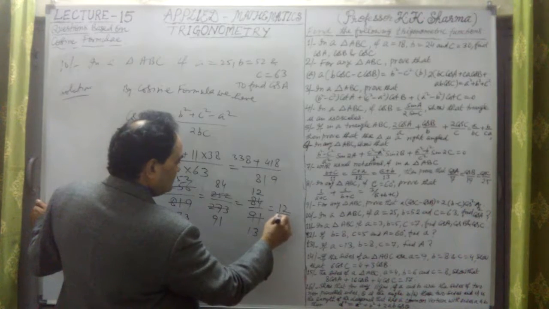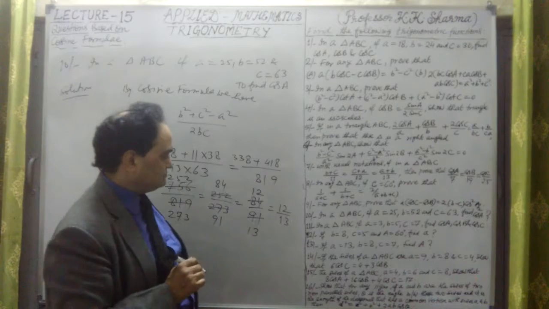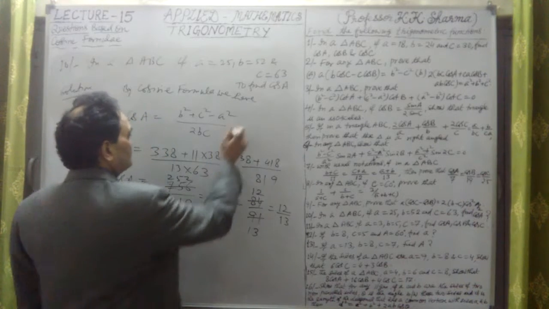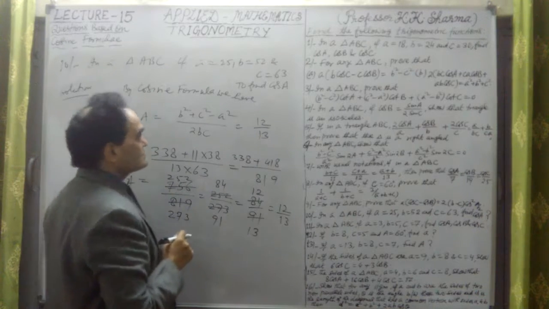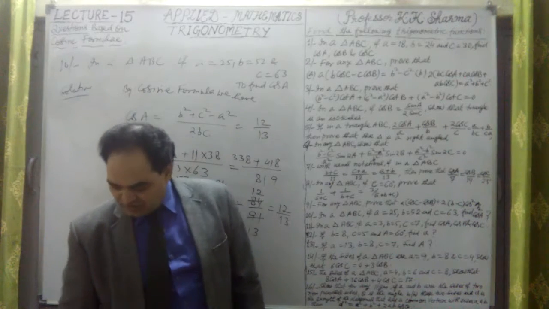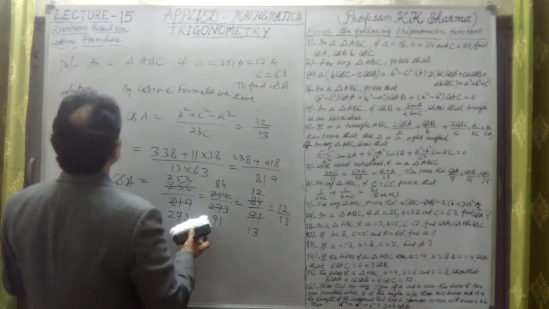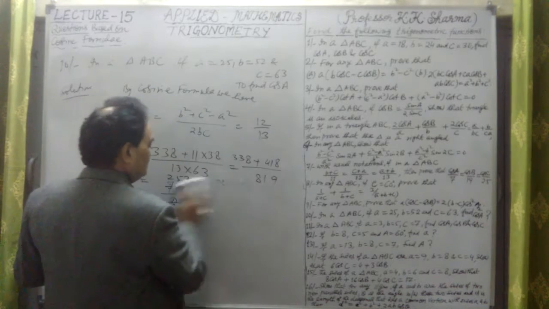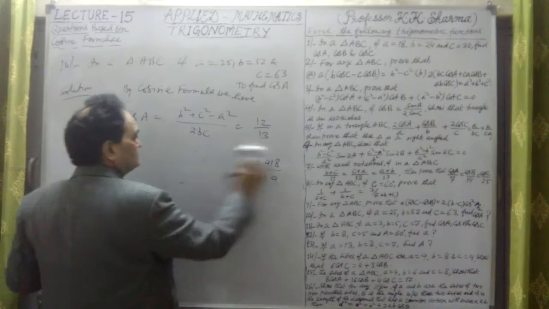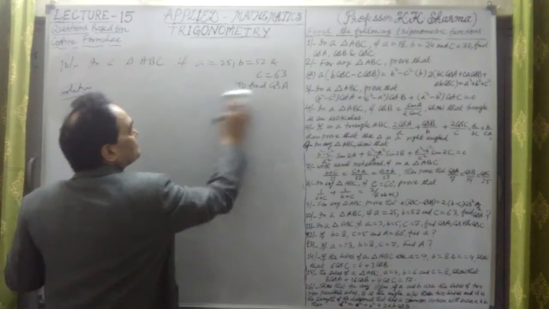Very simple value. Cos A is 12 by 30. Good. So, final answer is 12 by 30. Value of cos A is finally calculated. Okay, this is question number 10 completed, to find cos A. Cos A is 12 by 30. It means it is a right triangle undoubtedly.